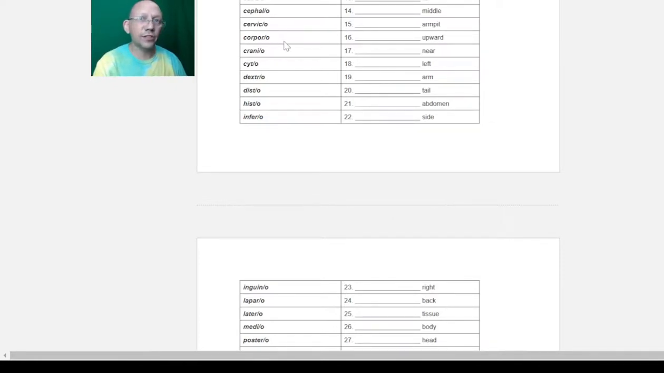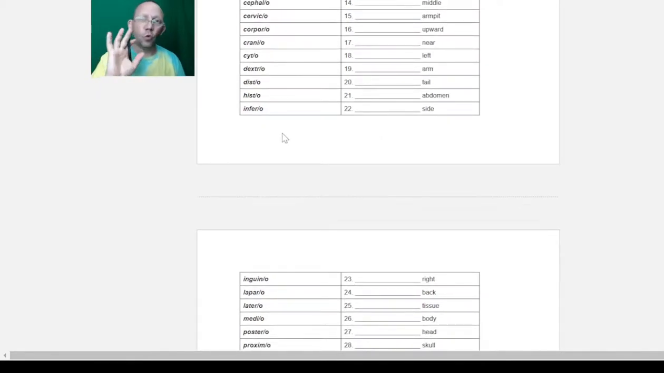Cervico has to do with the neck. Corporal, so when you talk about corporal, you think of corpse. It has to do with body. Cranial. Cyto always means cell. Dextro and levo: dextro is the right side and levo is the left side.